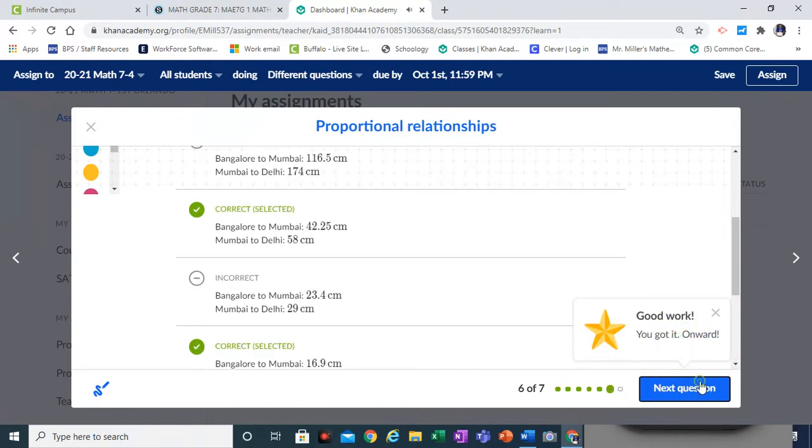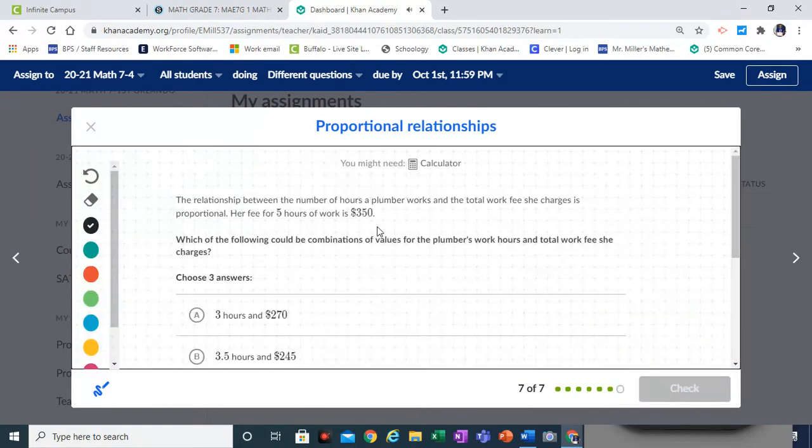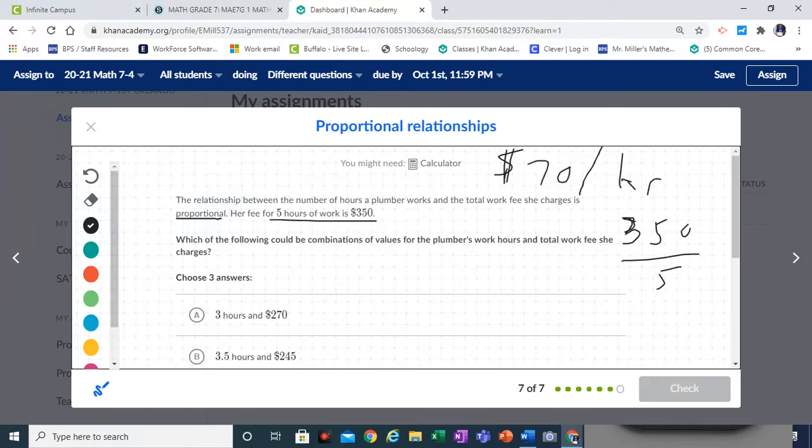All right. Next. The relationship between the number of hours a plumber works and the total fee she charges is proportional. So again, you're told it's proportional. She charges for 5 hours, $350. So we want the dollars per hour. So dollars per hour means that we need to do 350 divided by 5. Okay, so 350 divided by 5 is 70.